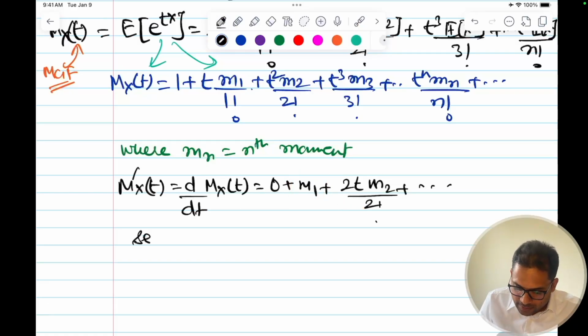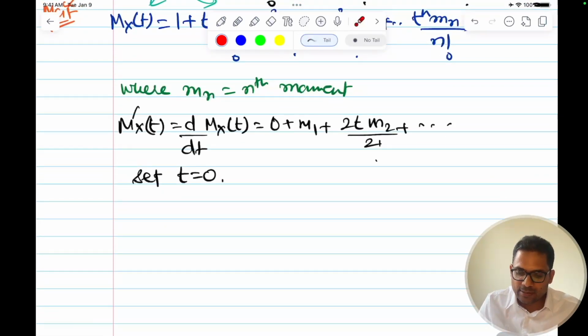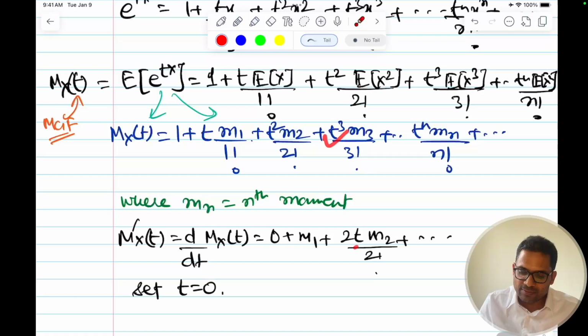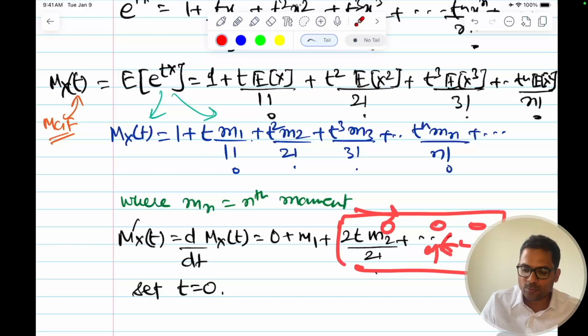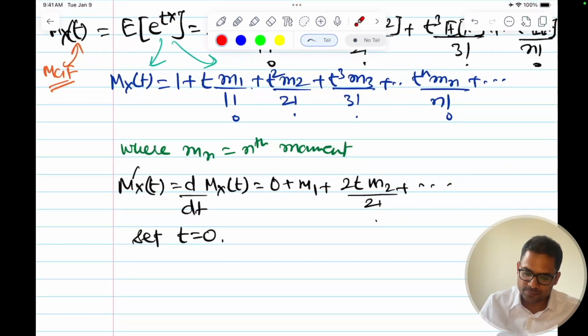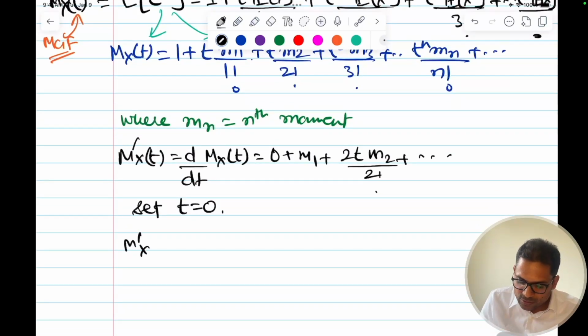Now, set t equal to 0. As soon as we set t equal to 0, all these terms having t will become 0. Everything after this will become 0, because every term has a t, t square, t cube, t to the power n. What remains is m1. So M dash X of t is equal to m1, the first moment.